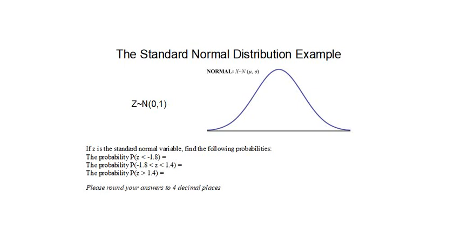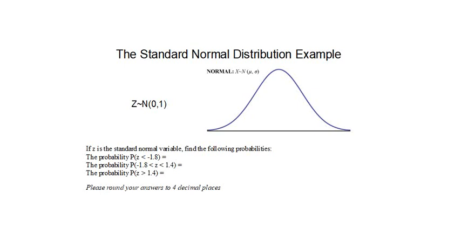In this example, we're going to talk about the standard normal distribution, which is a distribution of the z variable, which is a normal distribution with a mean of 0 and a standard deviation of 1. If z is the standard normal variable, then we are asked to find the following probabilities.